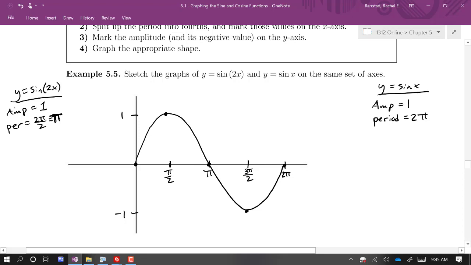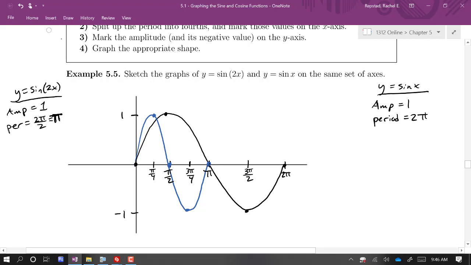Now, for sine of 2x, its period is pi, and I need that period cut up into fourths. So I've already got pi and pi over 2 marked down, so half of that is pi over 4, and then half in between there is 3 pi over 4. So plotting these values, I get 0, pi over 4 will be at 1, at pi over 2 will be back to 0, at 3 pi over 4 will be a -1, and at pi will be 0 again. So that looks kind of like that.